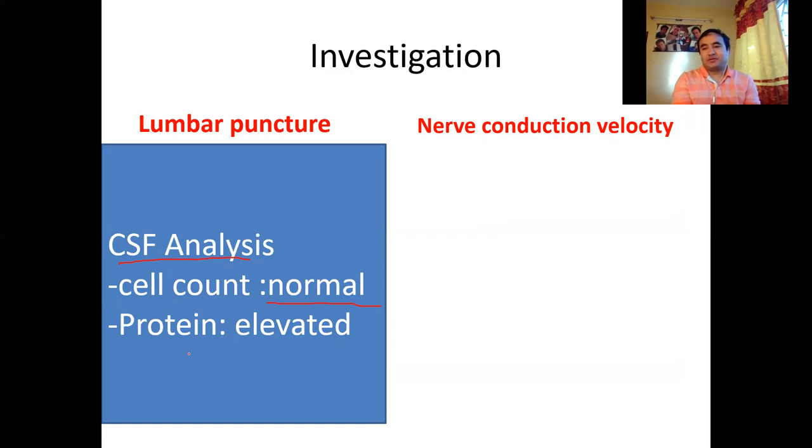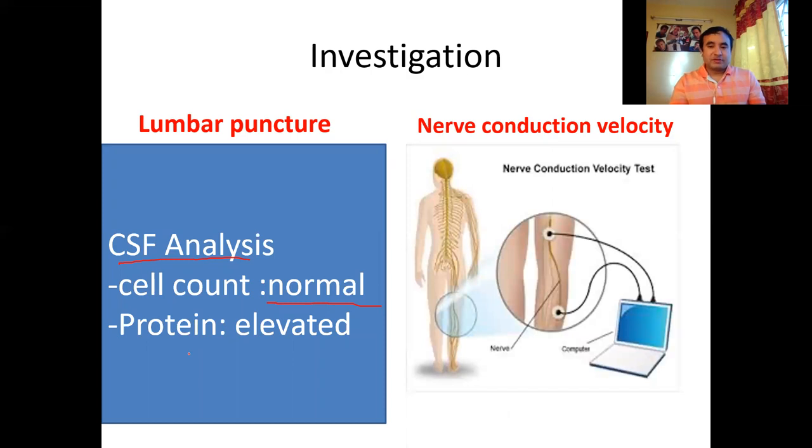If the cell count is normal and protein is elevated, what does it mean to you? Probably there is no infection. Yes, and protein is elevated means probably there is some immune attack in the CSF space. Perfect. So yes, there is definitely immune attack. That's why the protein is elevated, because of the immunoglobulins. And the cell count is normal because it's not an infective condition. Okay.